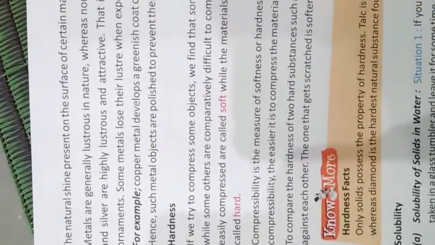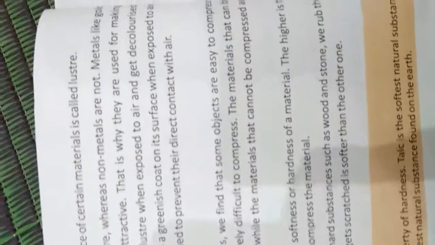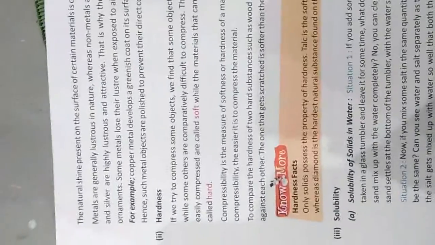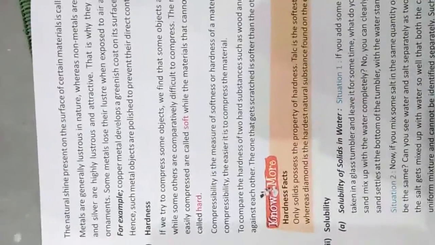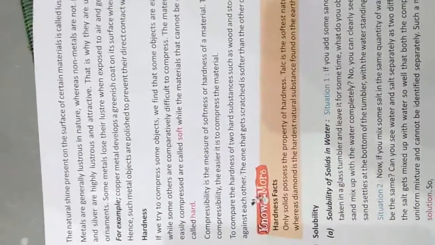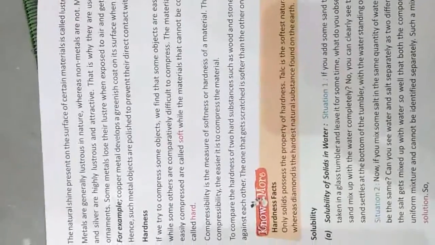So hardness. If we try to compress some things, we feel that some objects are easy to compress. An object is said to be hard if it has a definite shape, size and volume. So here we have two types of materials for this physical property: soft and hard.